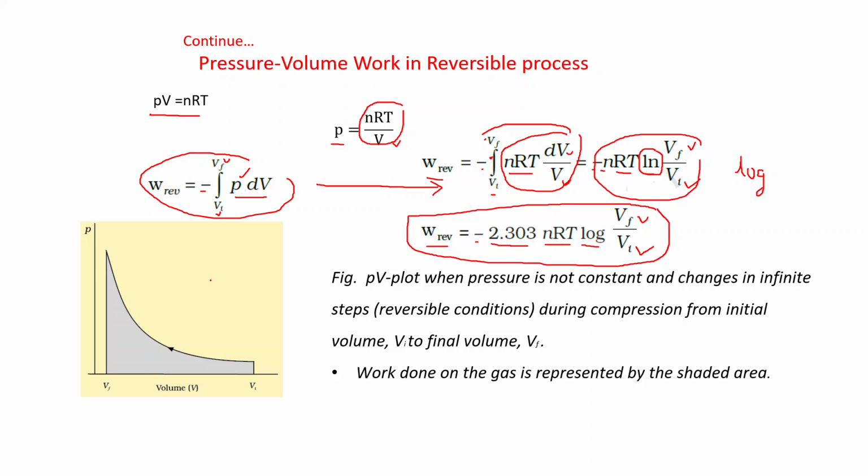Okay. Now again, for a reversible process, if we plot between pressure and volume, then we will get it like this. This is the PV plot when pressure is not constant and changes in infinite steps, that is reversible conditions, during compression from initial volume Vi to final volume Vf, and in this, work done on the gas is represented by the shaded area. This area represents the work done in a reversible process. Is it clear? Thank you.